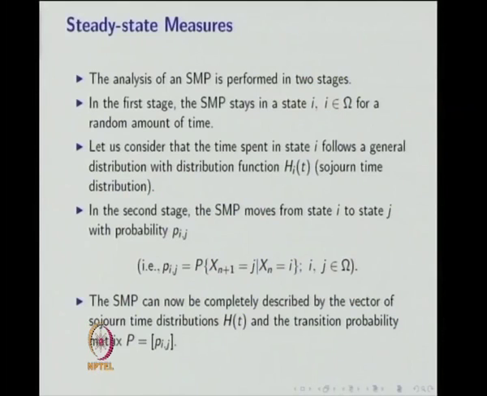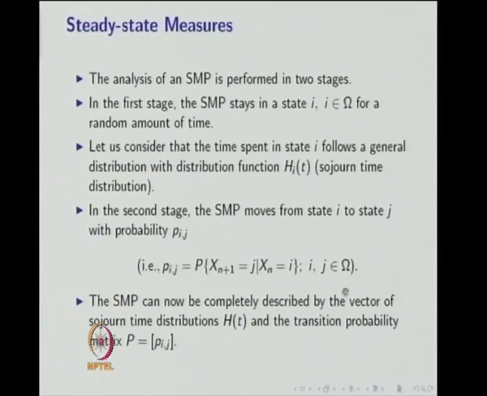The system will be in the state j at the n plus 1th time instant, for i, j belonging to omega. So, that is a conditional probability: the conditional probability of X_{n+1} equal to j given X_n equal to i, for i, j belonging to omega.